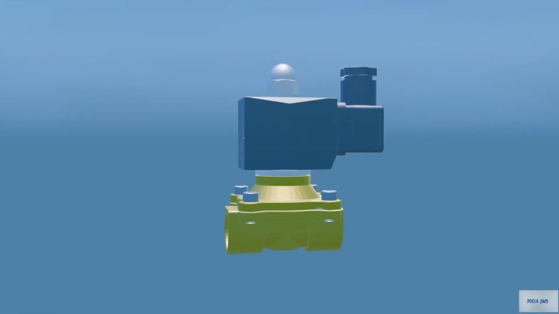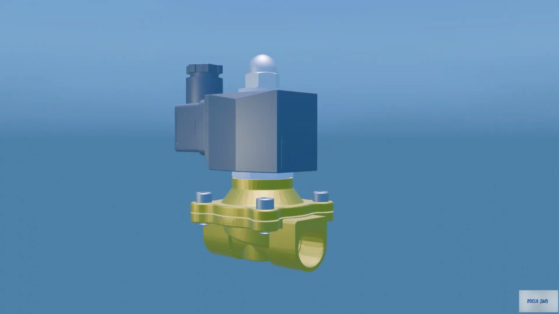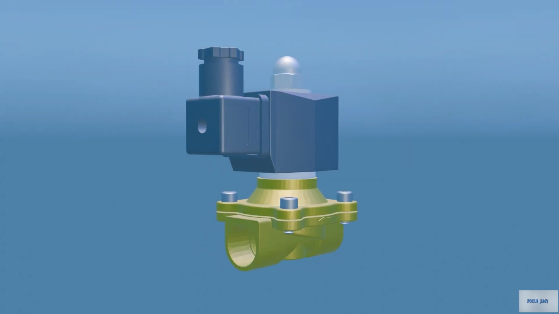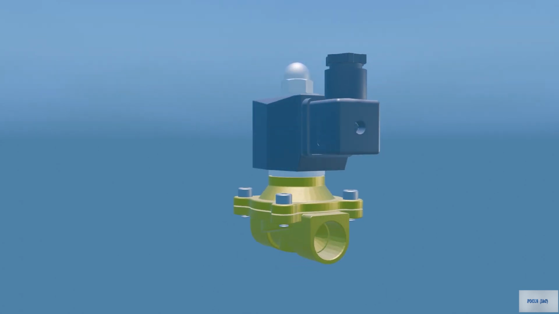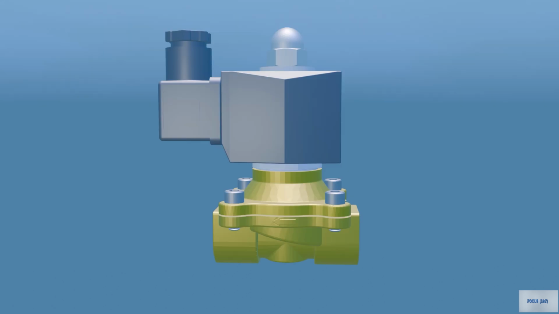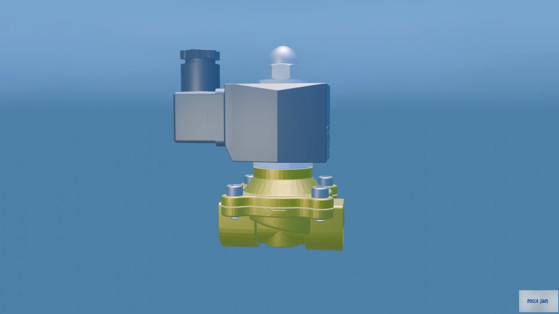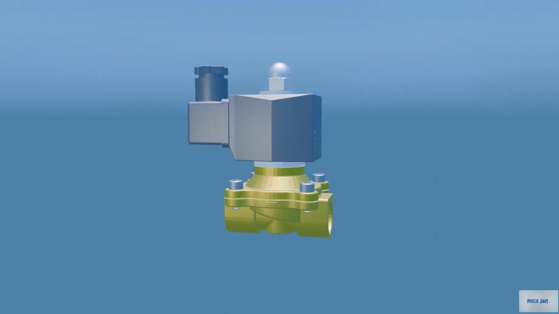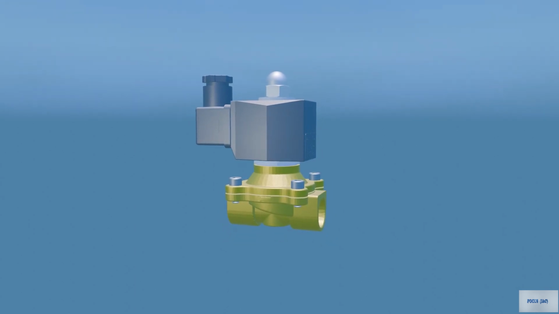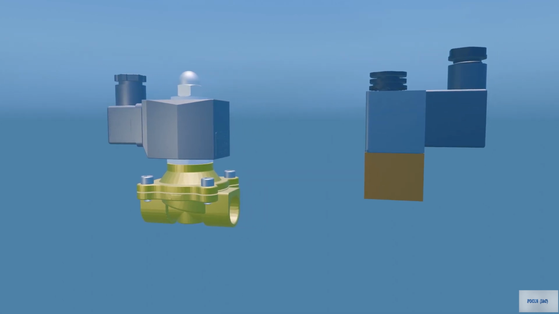Solenoid valves are essential automatic flow control devices widely used in various industrial applications, characterized by their compact design, low power requirements, and quick operation. Solenoid valves are invaluable for engineers and end users because of their automatic operation. They can be installed and used wherever gas or fluid flow requires automatic control and monitoring.